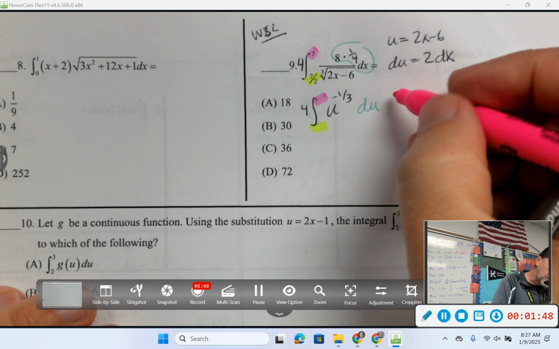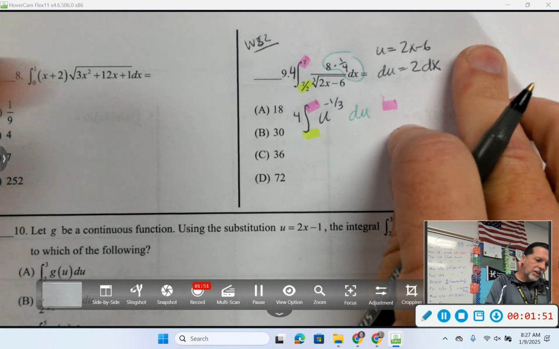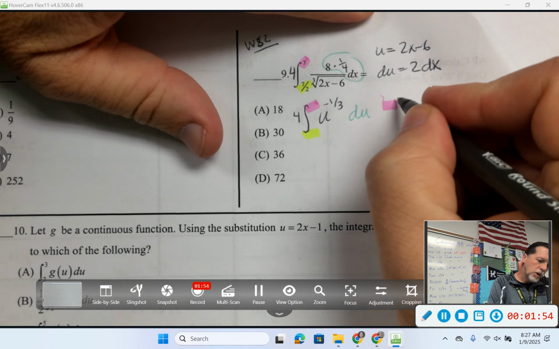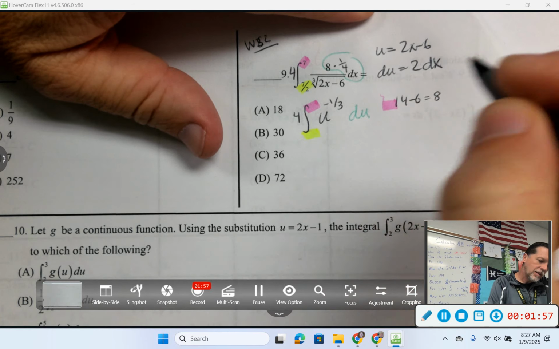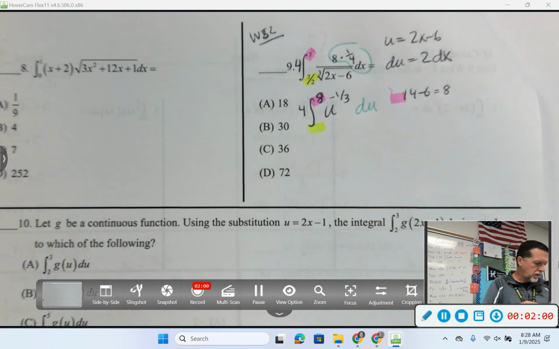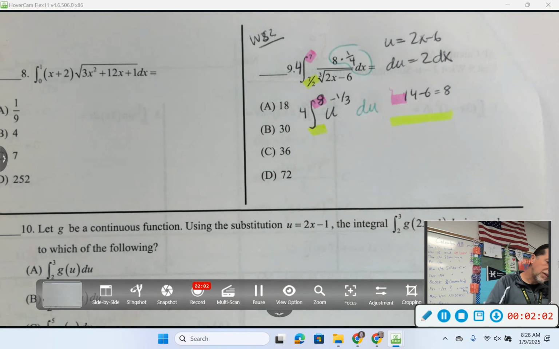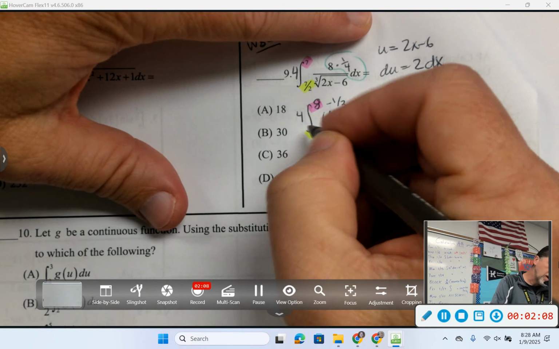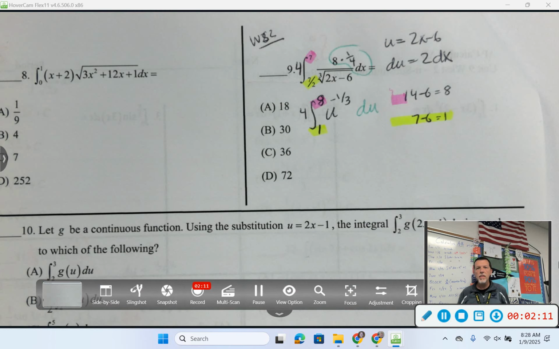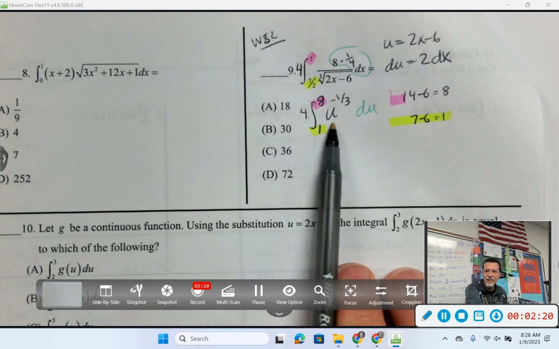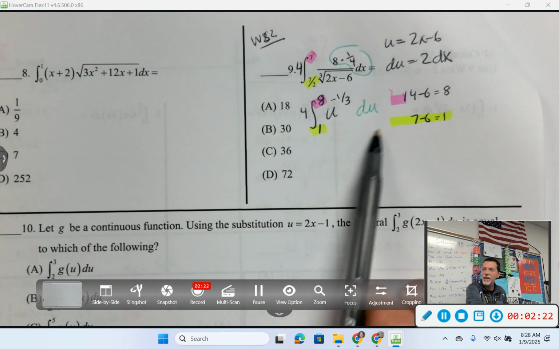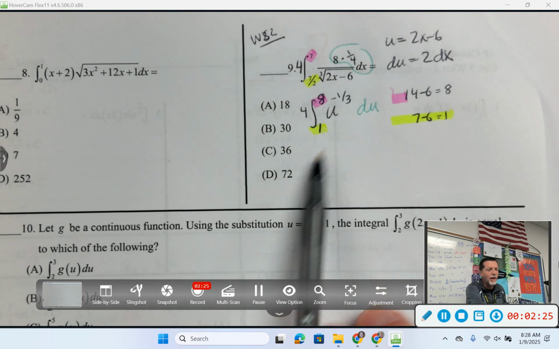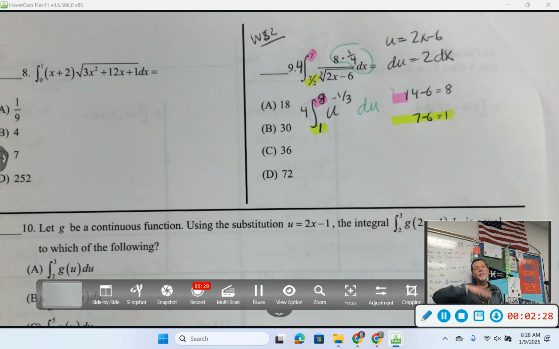Okay, so top limit. If I plug in 7, 14 minus 6 is 8. So 8 is my top limit. My bottom limit, if I plug in 7/2, I get 7 minus 6 is 1. Okay. So now I've changed this entire problem. Everything was in x's. Now everything is in u's. The integrand is u, what I'm taking the antiderivative with respect to is u, and the limits are u. So I don't have to do anything with x's anymore in this problem.